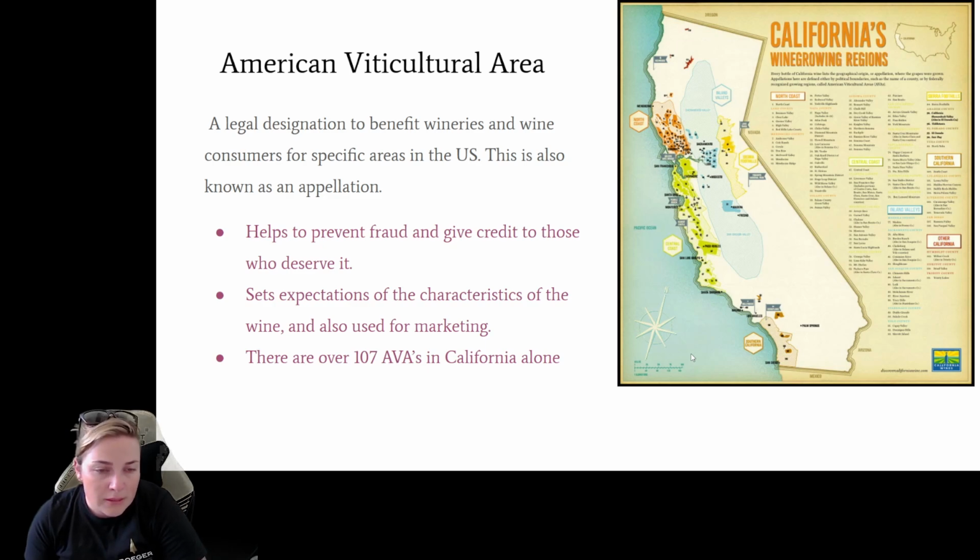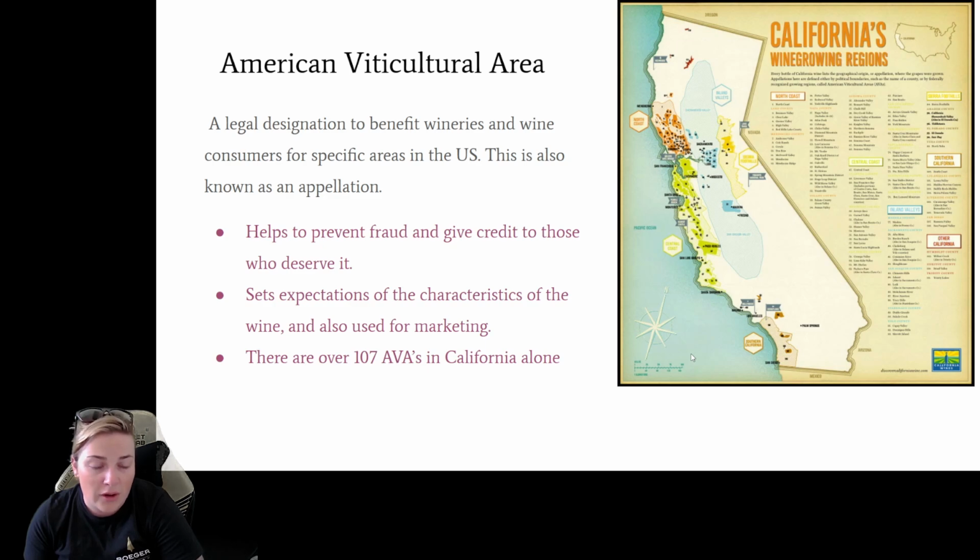It also helps to prevent fraud. So it would be very unfortunate, right, if a Napa company purchased wine very cheap from Lodi and then won lots of awards for it and charged extremely high amounts for it and then didn't give credit to that winery or that vineyard in Lodi, right, for the wonderful fruit that they grew. So it helps prevent fraud. It also helps set expectations for the characteristics of the wine.